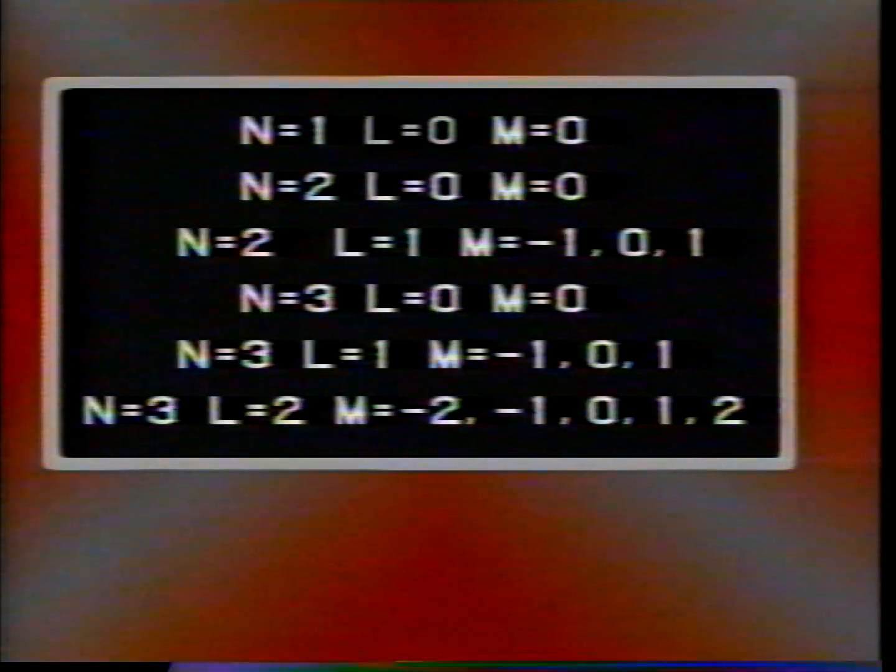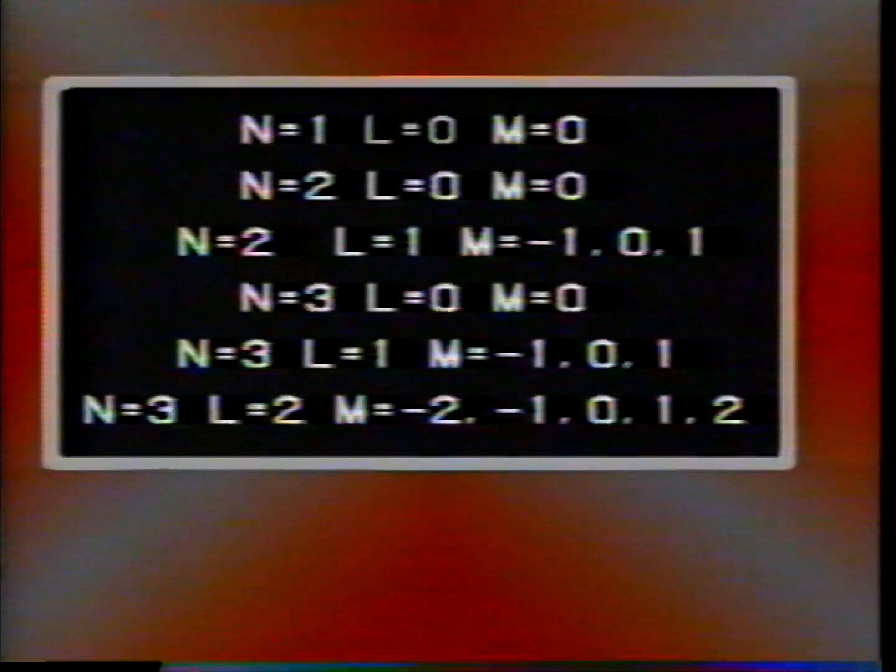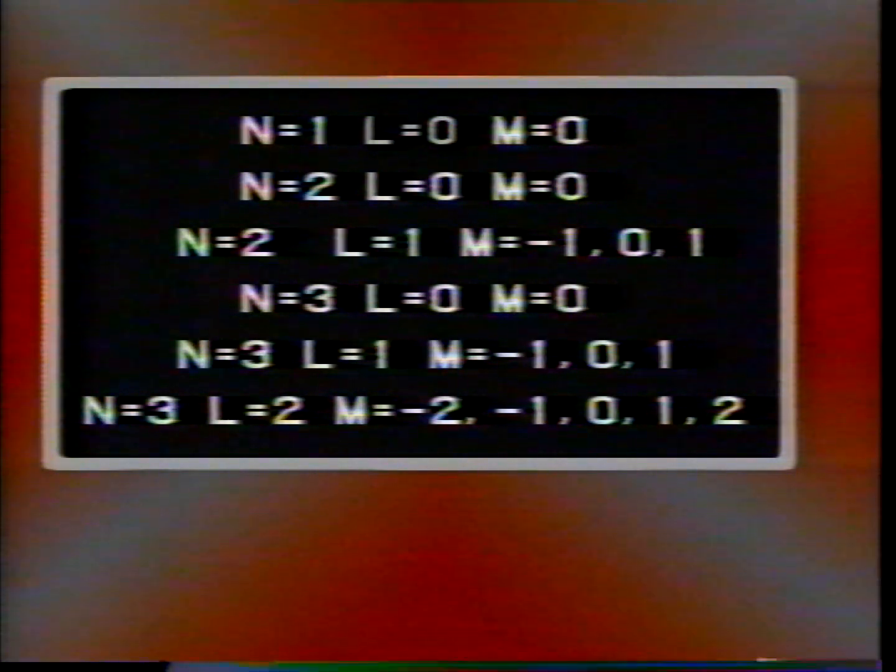If n is 1, L is 0, and M is 0. If n is 2, then L can be 0, and M would be 0. If n is 2, and L is 1, then M can be minus 1, 0, and plus 1. If n is 3, then L can be 0, then M is 0. Again, if n is 3, L can be 1, then M would be minus 1, 0, and plus 1. If n is 3, L can also be 2. If L is 2, then M can be minus 2, minus 1, 0, plus 1, and plus 2.